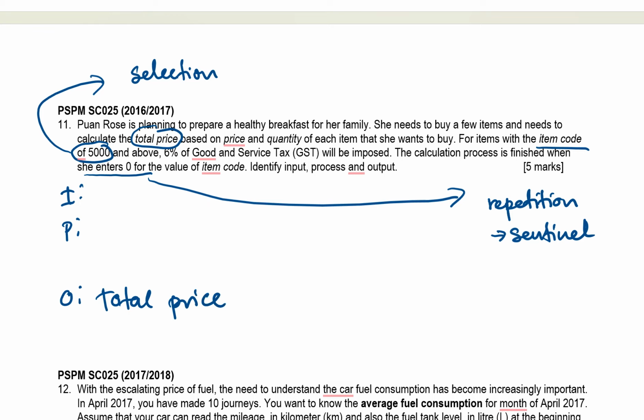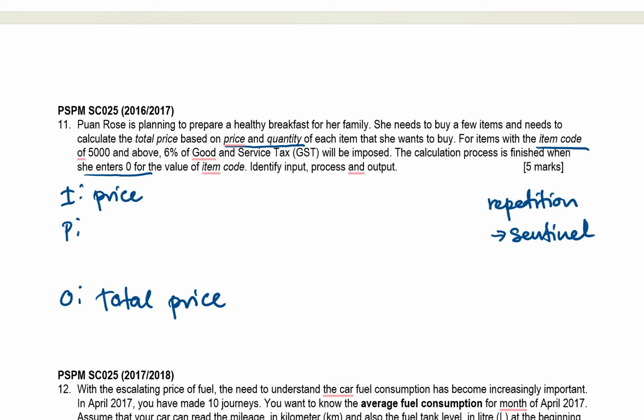Now, what is the input? The question mentioned based on price and quantity. Of course, the input is price and quantity. You have another input. What is the other input? It is item code. Of course, you need to enter the item code. Item code that is 5,000 and above will be imposed with 6% GST.